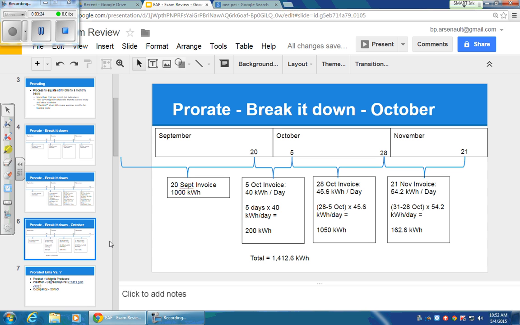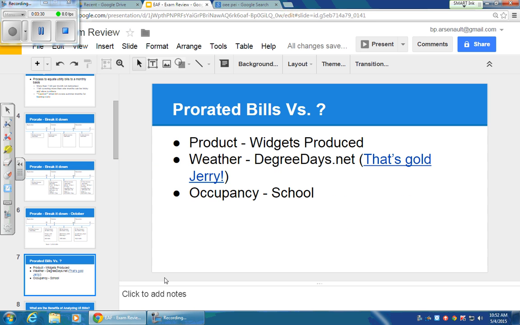Okay, so now we're going to look and say, well, why are we prorating the bills? We're prorating the bills so that we can do an analysis on those utility bills, and we can compare prorated bills versus a couple of things. We can compare against a product produced. We audited a master packaging this year. That would be a classic example, or some kind of widget or something.